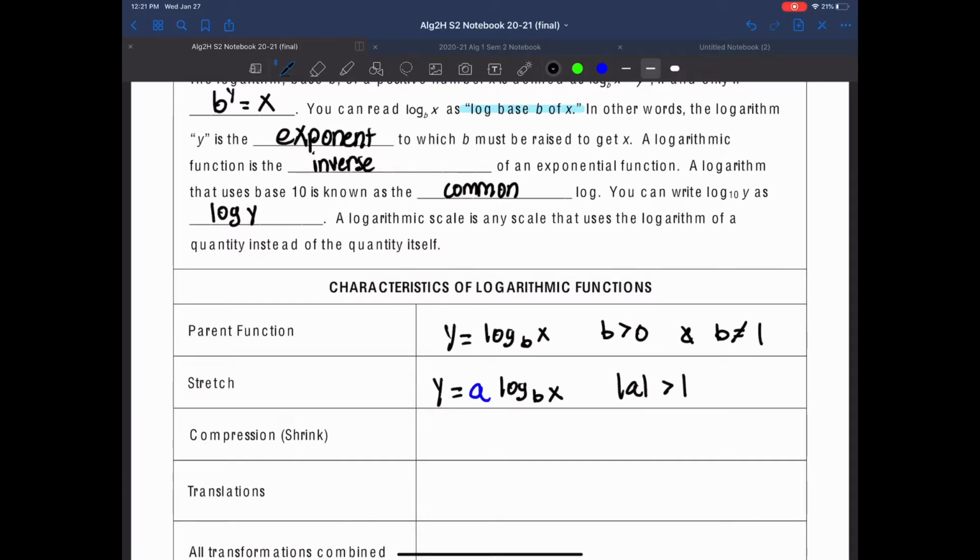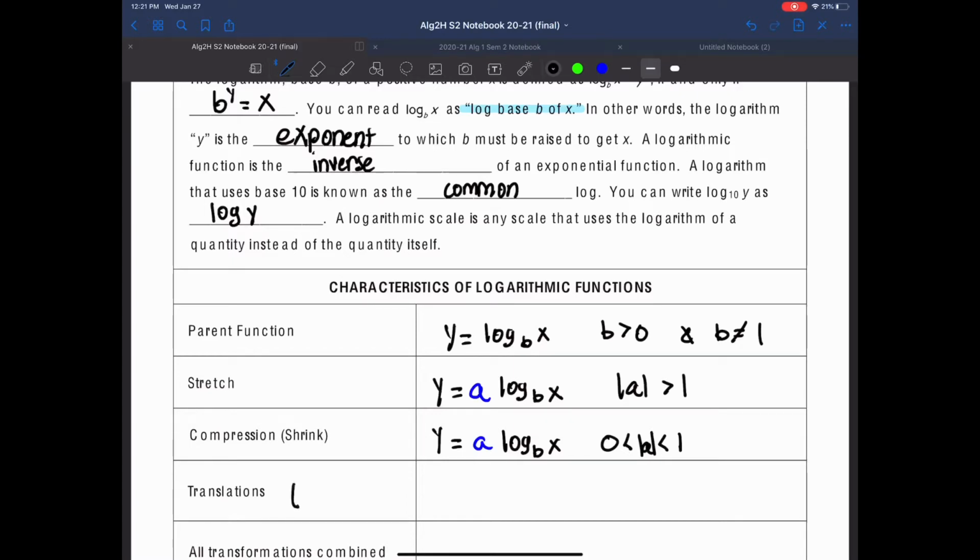Now, what about a shrink? Well, same thing. If we have y equals a times log base b of x, but this time, if the absolute value of a is in between 1 and 0, or in other words, if it's a fraction, then that tells you that you're going to be looking at a shrink when you are putting the logarithm on a graph.